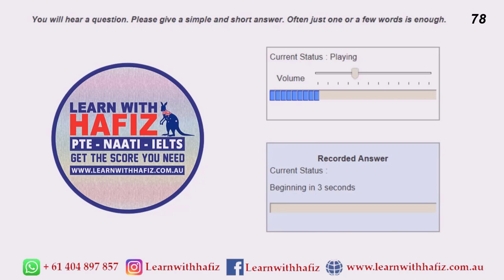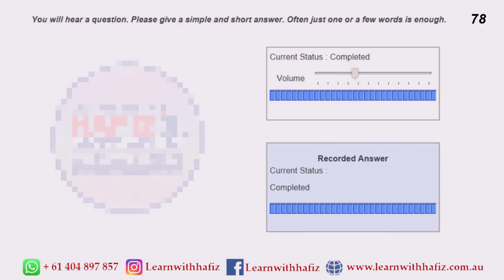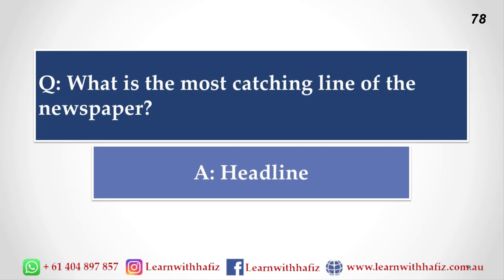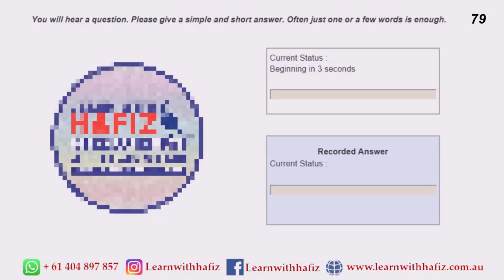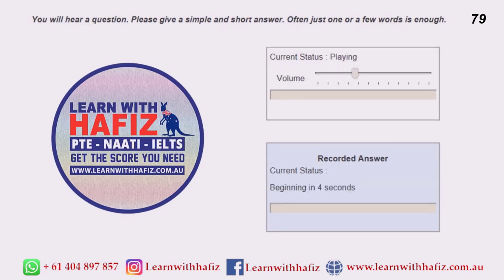What is the most catching line of the newspaper? Correct answer is. What is the adjective to describe the creatures that no longer exist?